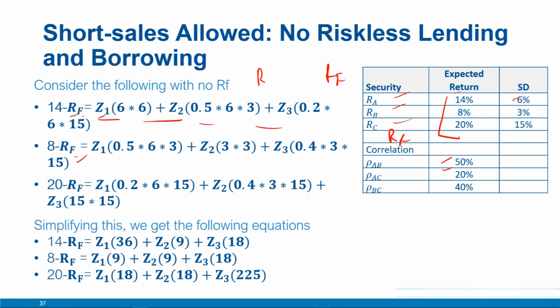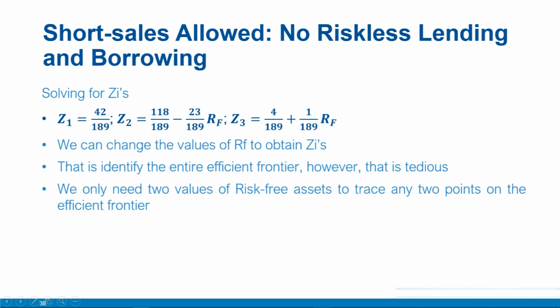This is a small contrast from the previous example where we had the value of RF, but here we are treating Z1, Z2, Z3 as a function of RF. So we get these three equations, and we can examine them in a simple manner. If we solve them for the Zi's, we get these kinds of values. The interesting thing about these values is that the Zi's are functions of RF. All we need to do is change the values of RF to obtain different Zi's.